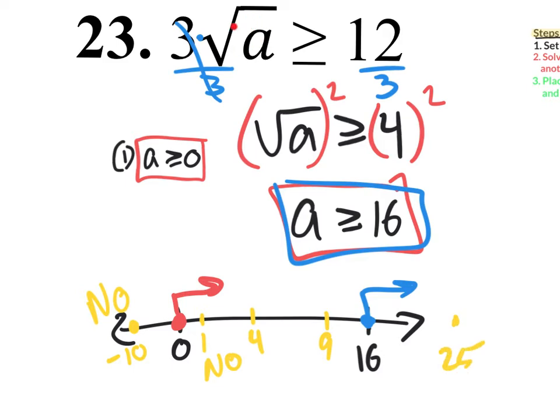Square root of 25 is 5. 3 times 5 is 15, and 15 is greater than 12. So over here, it's a yes, it does work. So on the notes, on the third step, it says for you to either understand your answer visually or test your points. Right here in yellow, I tested points, right?